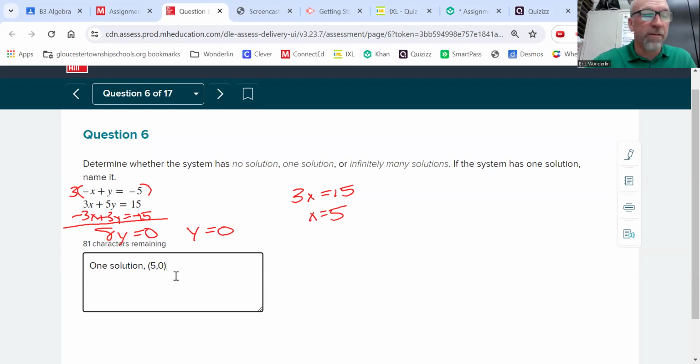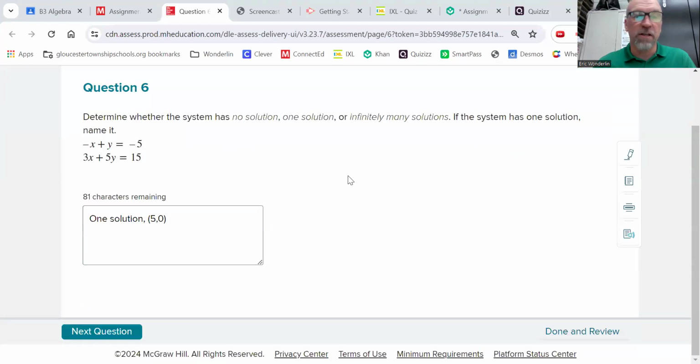Look, 100 characters. I still have 81 left. I don't need to write 1,000 words. 100 characters is more than enough. How many solutions? One solution. Name it. 5, 0. Done. Use your words efficiently and effectively. You don't need to write forever.